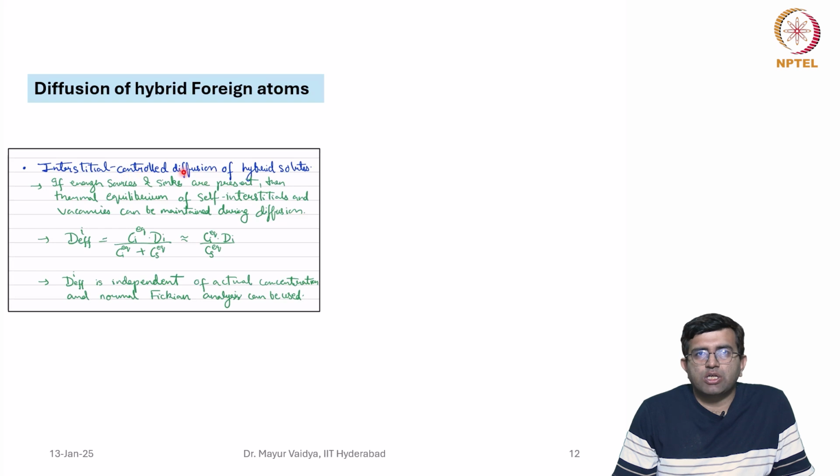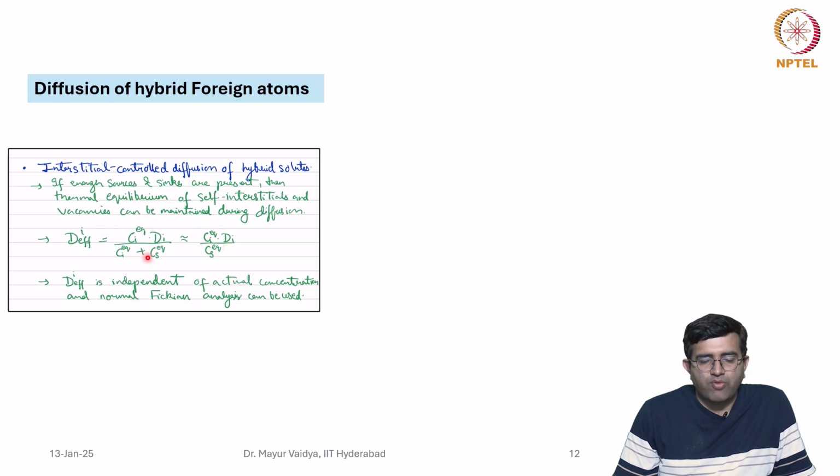And then you have interstitial controlled diffusion of hybrid solutes. If enough sources and sinks are present, then the thermal equilibrium of self interstitials and vacancies can be maintained during diffusion. In such a case, the effective DI is written as CI equilibrium into DI divided by CI equilibrium plus CS equilibrium. If you take CS equilibrium out, then the 1 plus CI equilibrium by CS equilibrium can be neglected, and the equation becomes CI equilibrium divided by CS equilibrium into DI.